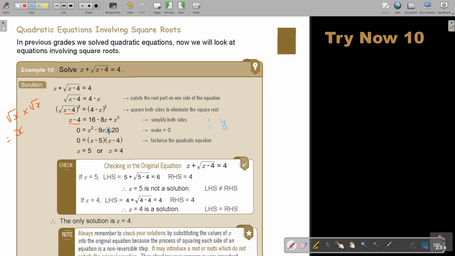Okay, the signs will be the same, not different now. If it's negative, it's different. If it's positive, it's the same. And both will be the sign of the middle term. And this will be x and this will be x.